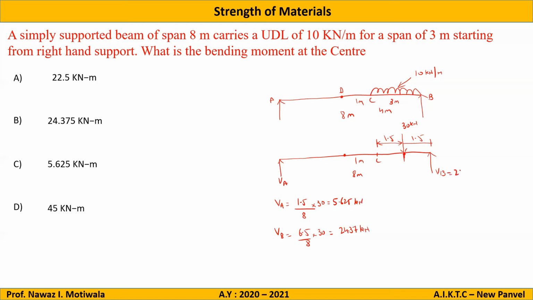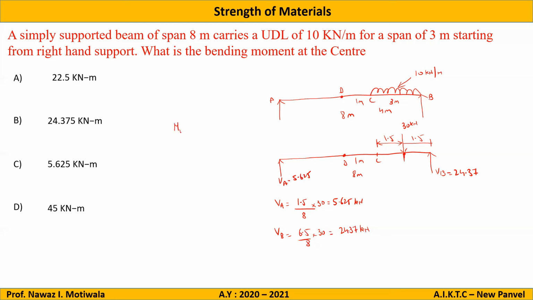So this value I got as 24.37, this value I got as 5.625. Now we are required to find out moment at point B. You can consider any force, this side or this side. So let us say there is only one force on the left hand side, so I will consider left side here.